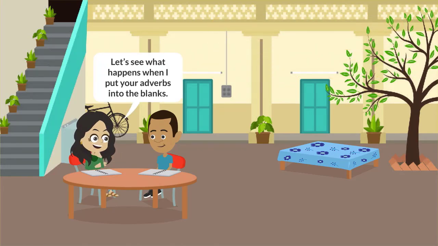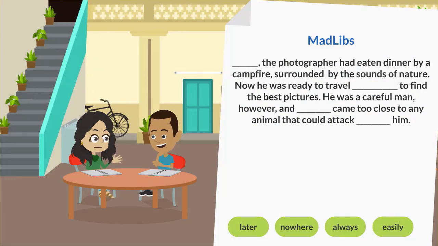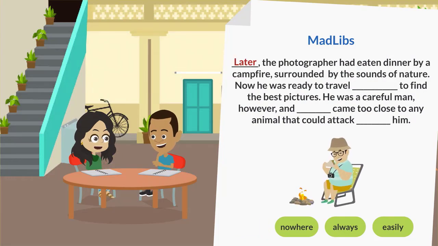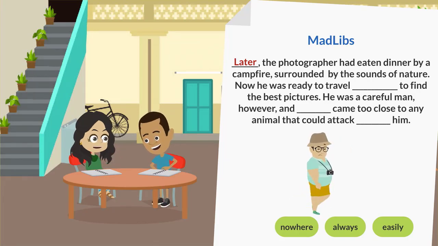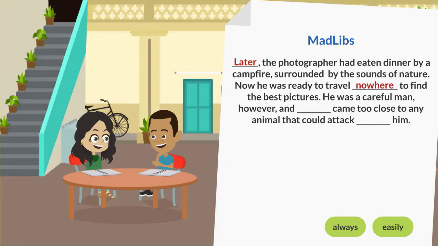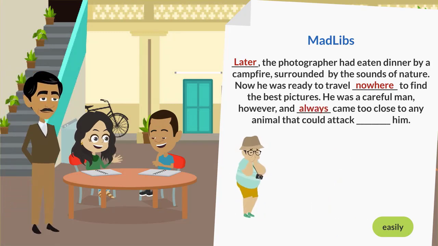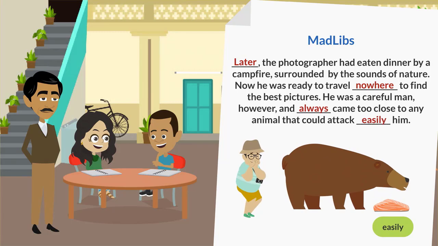Excellent! Let's see what happens when I put your adverbs into the blanks. Later, the photographer had eaten dinner by a campfire, surrounded by the sounds of nature. Now, he was ready to travel nowhere to find the best pictures. He was a careful man, however, and always came too close to any animal that could attack easily him.